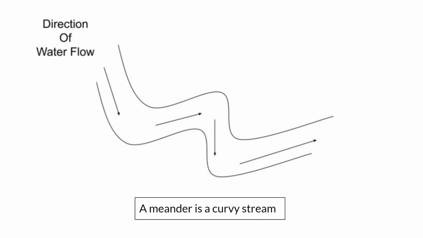Hey guys, so today we're going to be talking about meanders. Let's talk about what a meander is first. So, a meander is just a curvy stream. And the reason meanders are so important in earth science, especially this unit, is that because meanders curve, there's lots of weathering and erosion going on because of the curvy movement of this water.